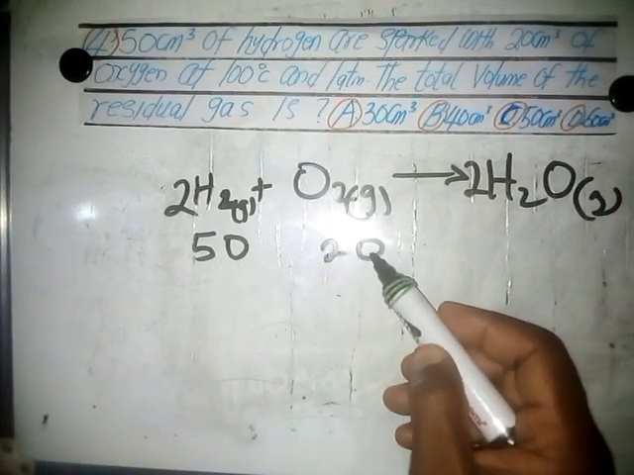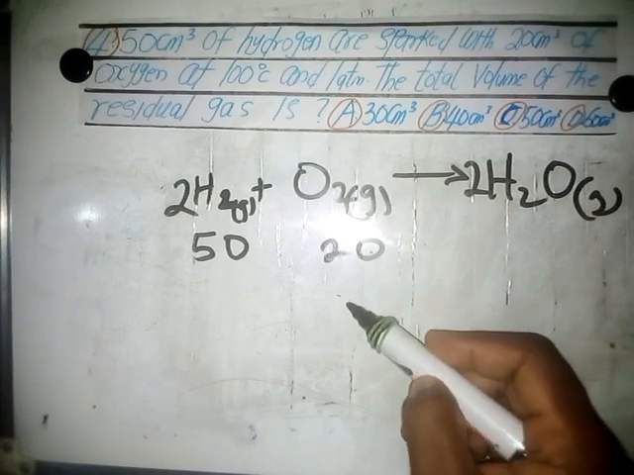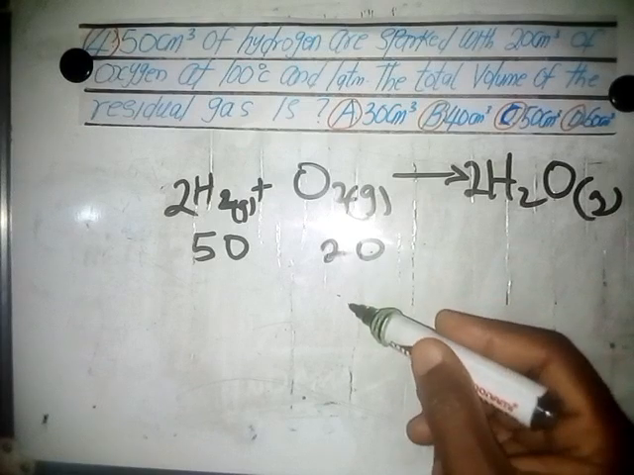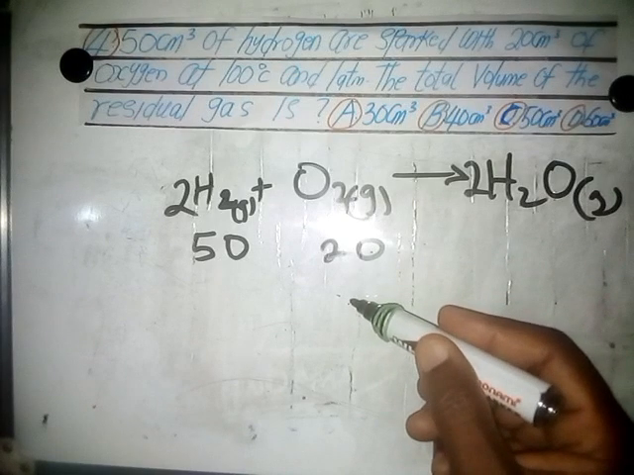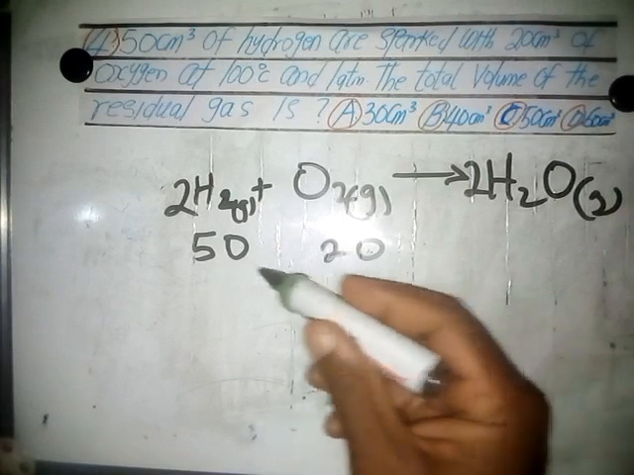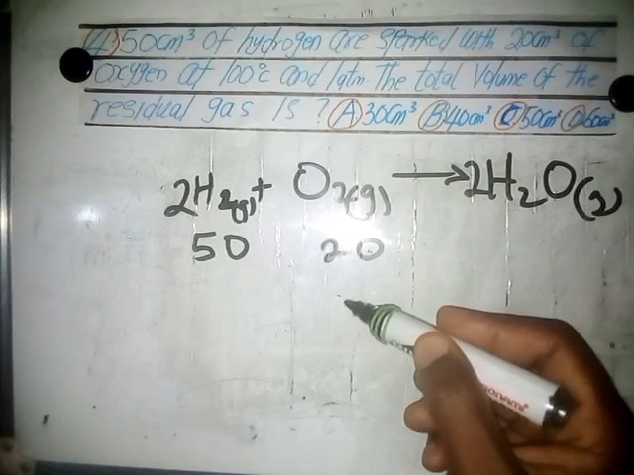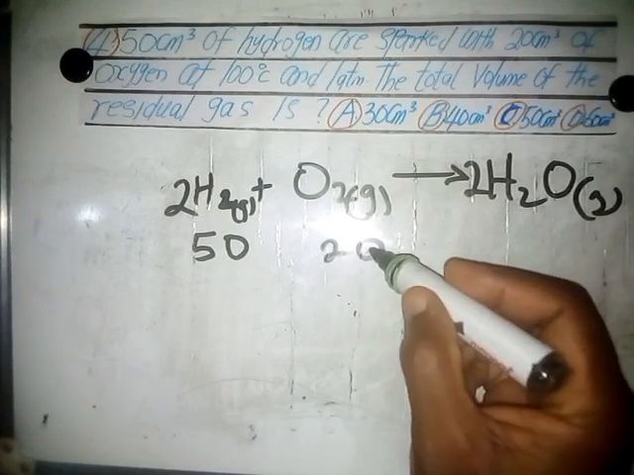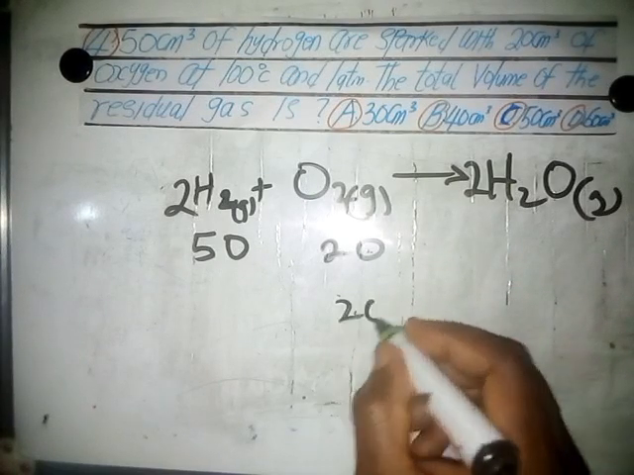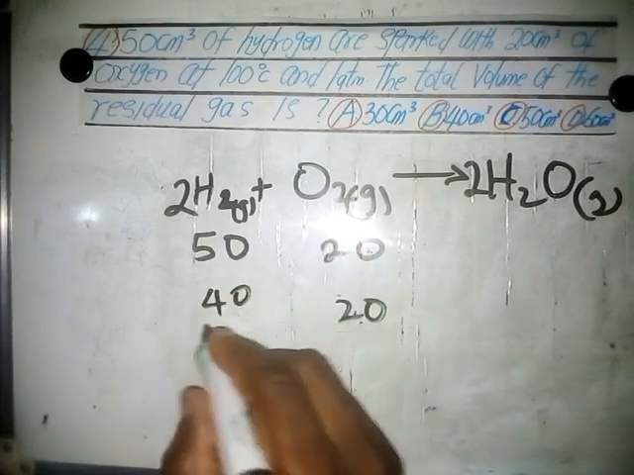But because 25 is more than what I have here, I can't put 25 here. So I'm going to put this value down. If what I have here is less than this, then I can leave it. But if it's more, then I use the same value that is here. I'll bring it here. Then 2 times 20 is 40.